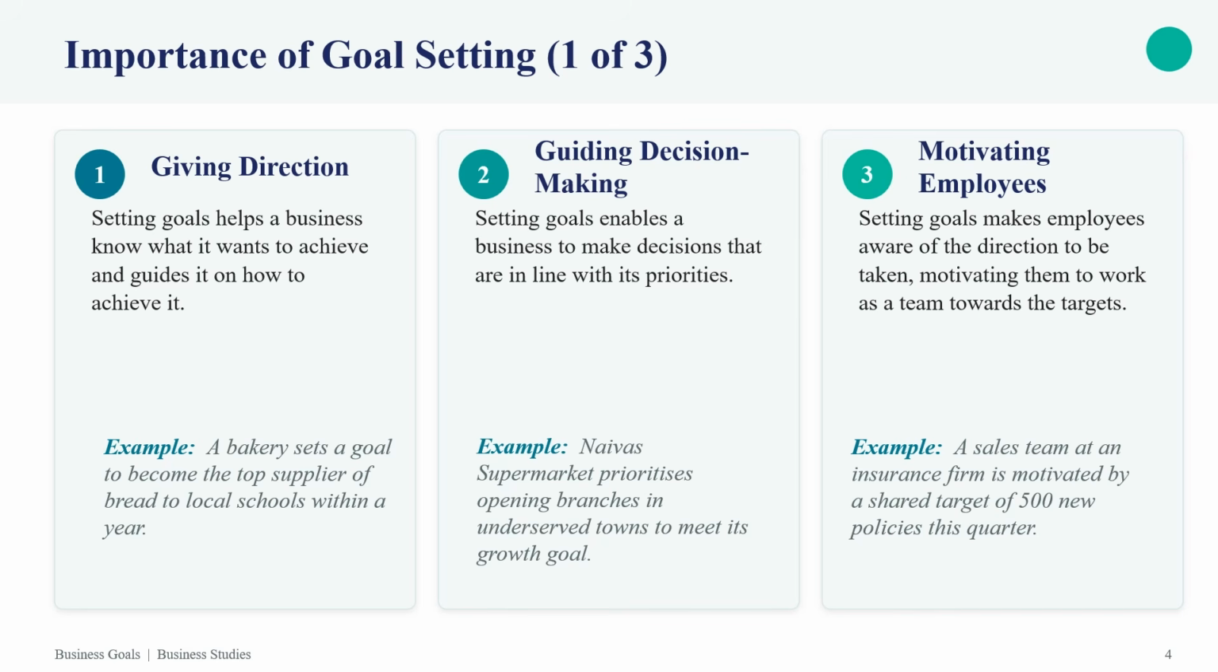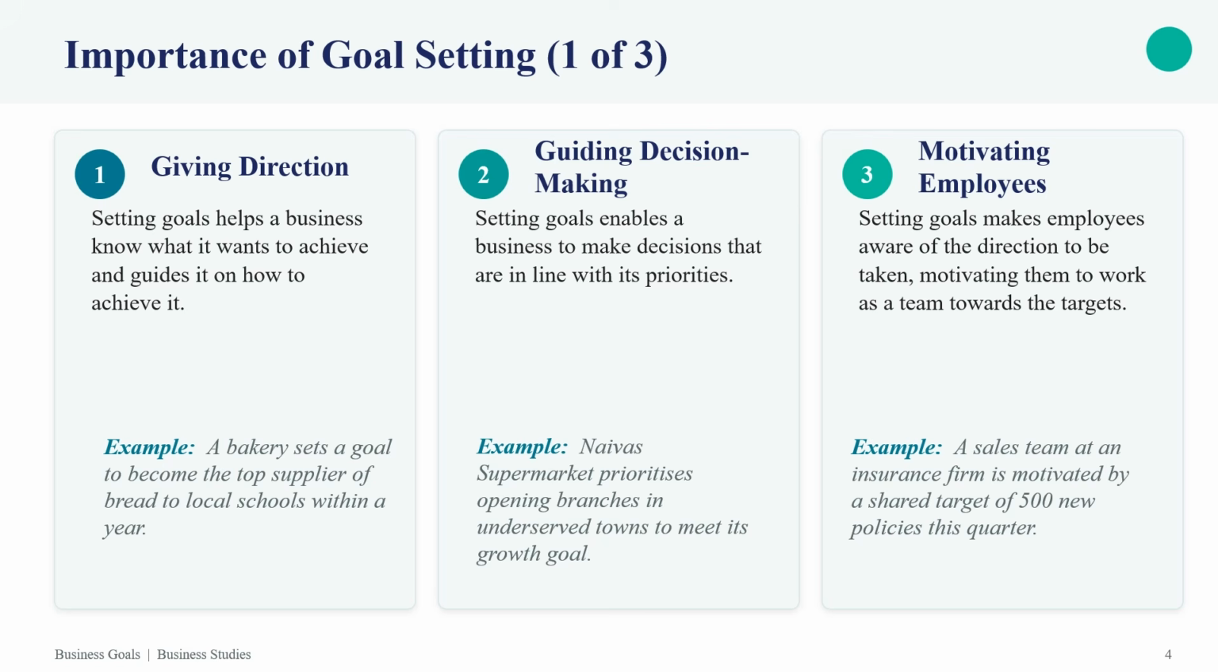Now, the second importance is to guide decision making. Setting goals enables a business to make decisions. If you don't set goals, then how will a business make its own decision? Because it doesn't know the end product or the end goal. So lazima set goals so that you can enable a business to make decisions that are in line with its priorities. Priorities, kitu cha kwanza ni gani? Kitu cha kwanza cha kufanya ni kitu gani? Those are called priorities. Should I do this first, or this second, or this third?